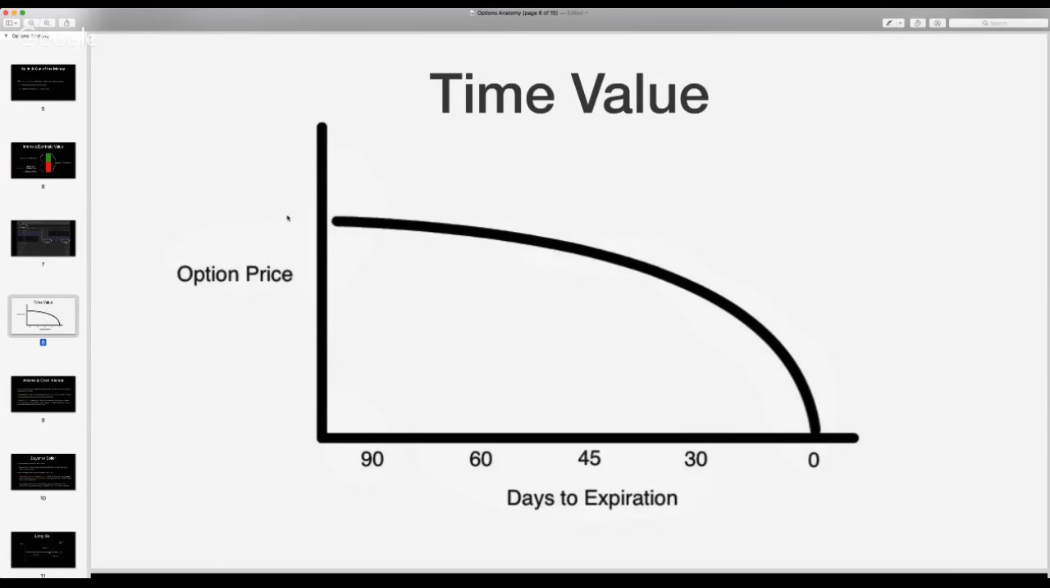So for the buyer of the option, that's a bad thing. It's against them. For a seller, that's a good thing, because that money decaying is actually going into the seller's pocket. For the buyer, that's going out of their pocket.